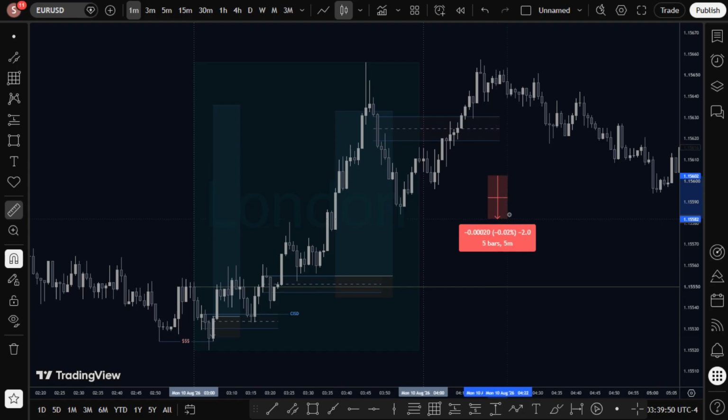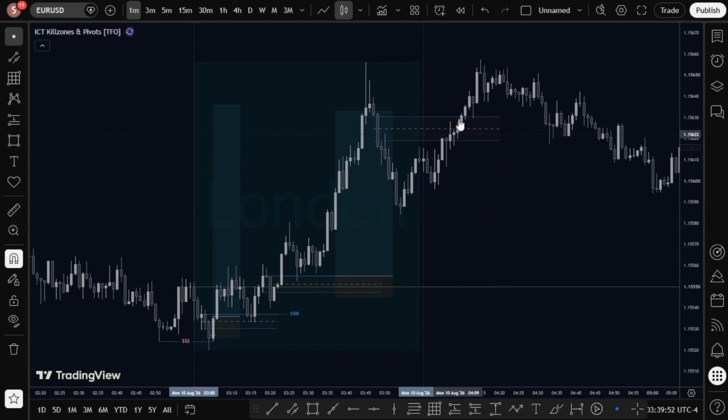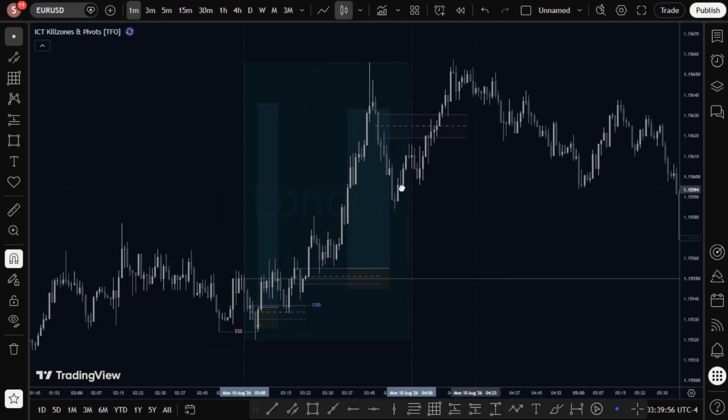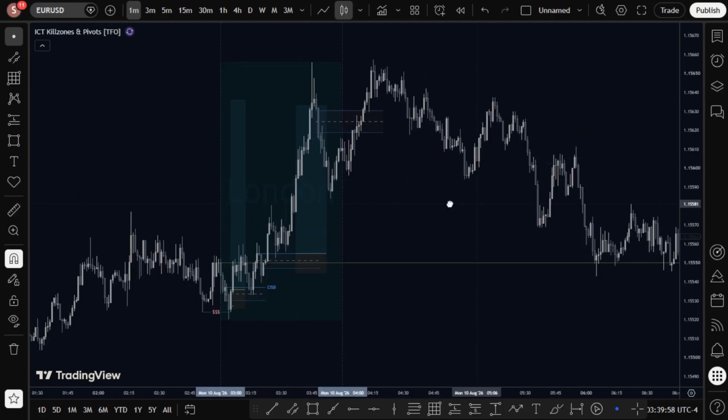So look at what happened. Price disrespected our fair value gap. Even the supply zone here as well. So we'll not trade that. So let's go to the New York AM.